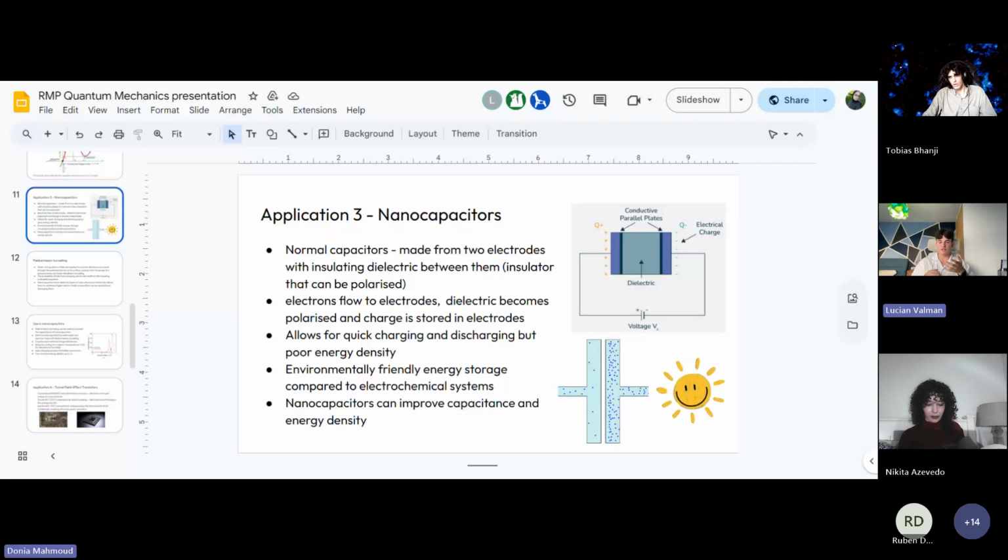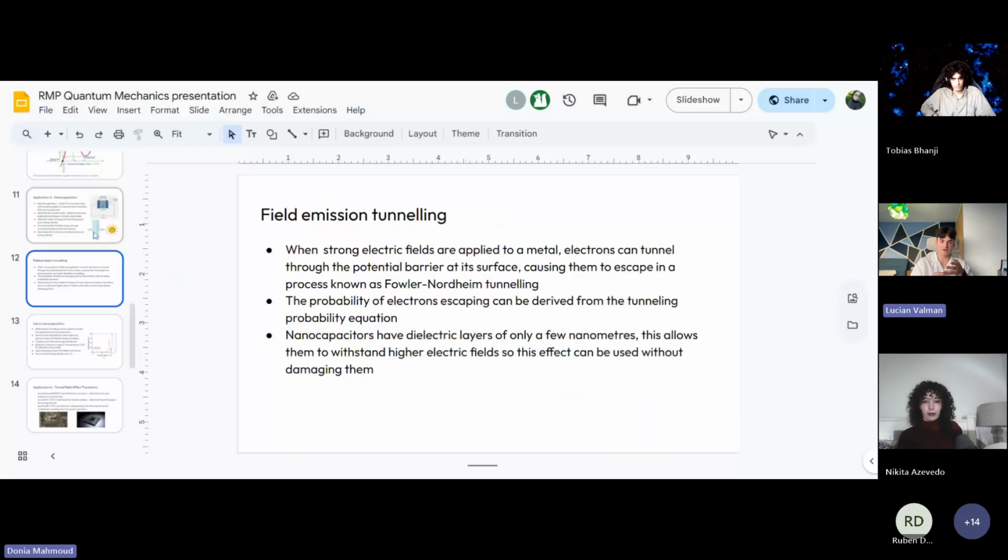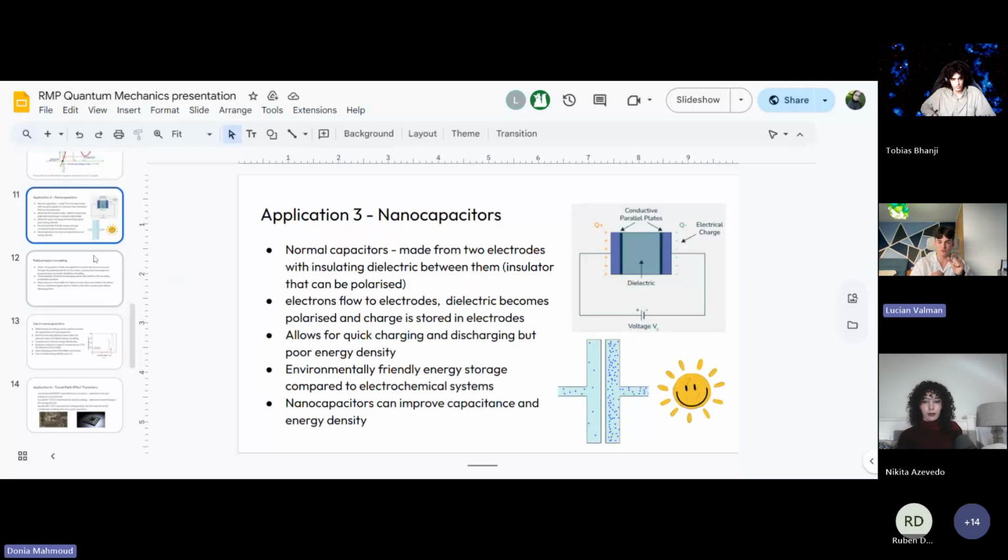And this is being researched quite a lot as a more environmentally friendly energy storage method, because it doesn't use any chemicals and it doesn't harm the environment as much as most systems that we use now. But it has quite low energy density, and that's the main drawback. So nanocapacitors, which have a dielectric of only a few nanometers width, have improved capacitance and energy density, so they're being looked into as a solution for energy storage.